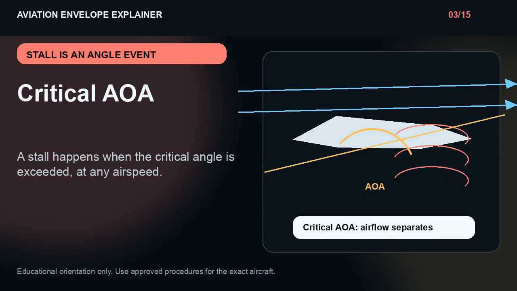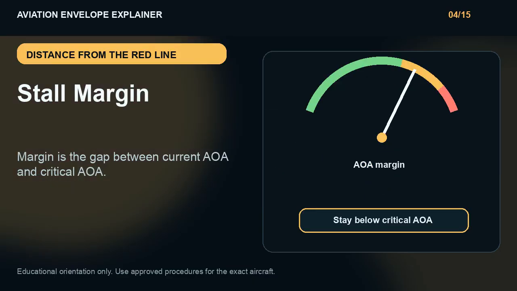Imagine a gauge with 3 regions. Green is normal angle of attack. Yellow is high angle of attack, where the airplane is closer to stall. Red is critical angle of attack. The margin is the space between the current needle and the red line. A key point: stall margin can shrink even when airspeed does not look frightening.